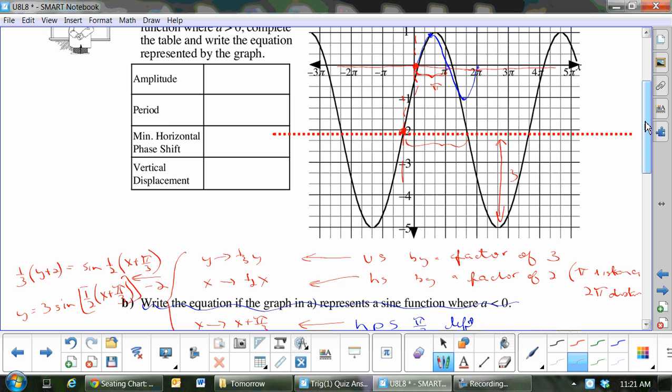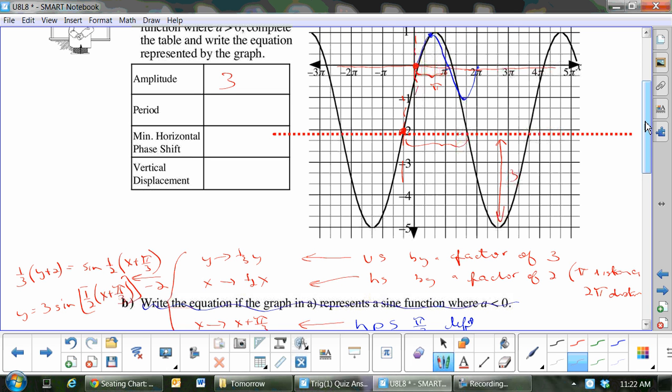Now, we're not totally done. By looking at my final equation, what's my amplitude? What is it? 3. Okay, what's the period? Hello? What's the period? 2 pi? Oh yeah, 4 pi. Okay, who got 4 pi? And how?